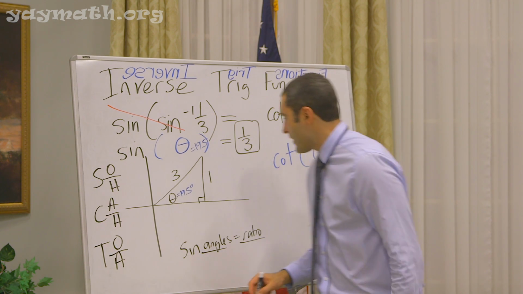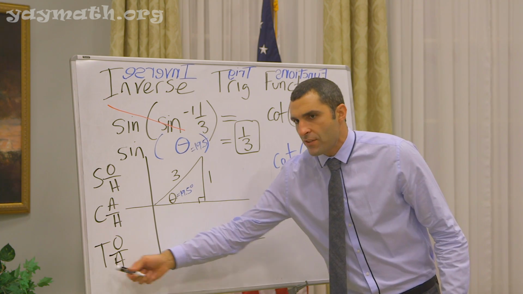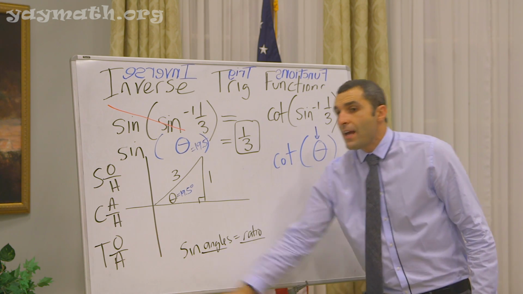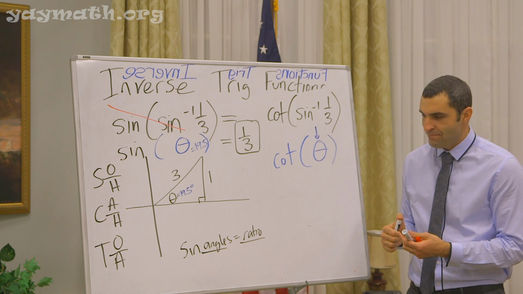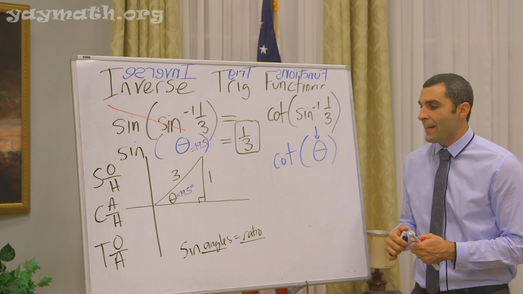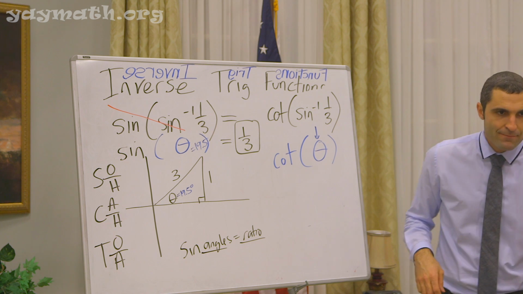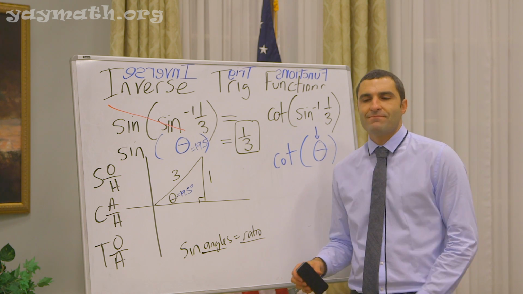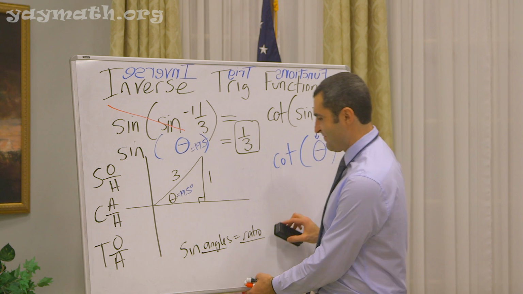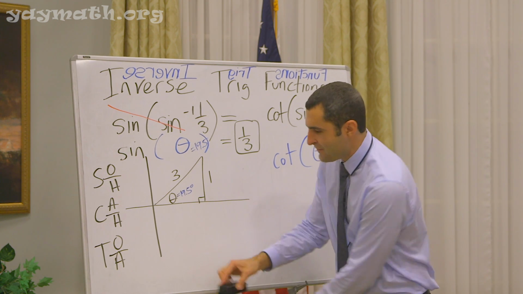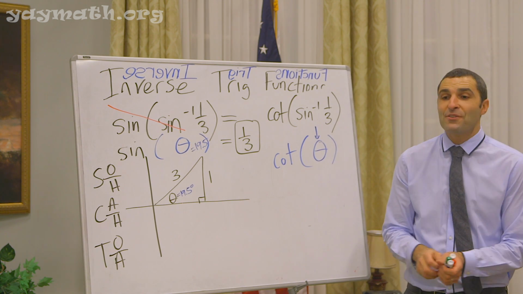Do you agree that cotangent is the reciprocal of tangent? So it's what over what? Adjacent over opposite. What's the adjacent side? We don't know. Can we get it? Yes, using the Pythagorean theorem. Let's do it using the Pythagorean theorem.